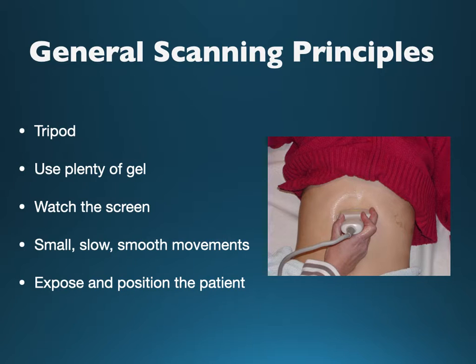General tip number 4, use small, slow, smooth movements. Generally, it's easier to gain perspective and orientation when you move slower. Lastly, correctly expose and position your patient. This is especially important in hepatobiliary imaging.